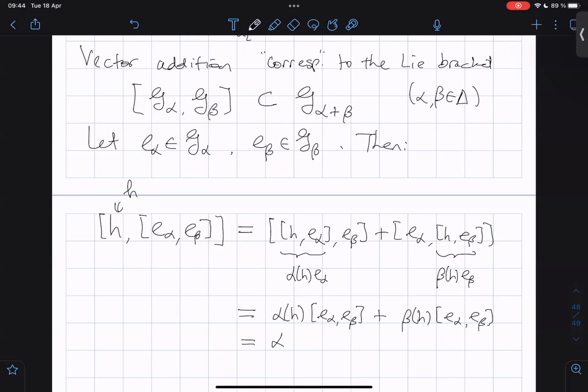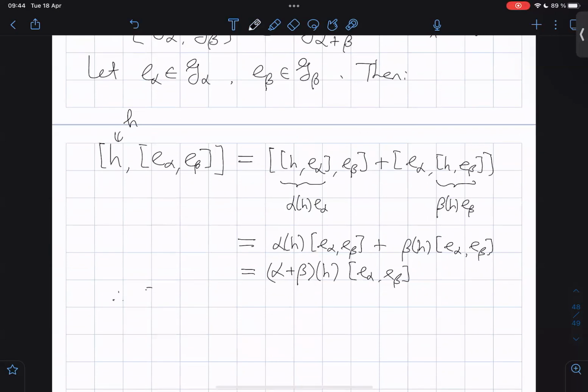And collect this together. Alpha of H is a number, beta of H is a number, so I could write it as alpha plus beta of H, E alpha, E beta. So the conclusion here is that if I pair E alpha and E beta together, that result satisfies the eigenvalue equation. So ad H on that guy is rescaled by this number. Therefore this is in g alpha plus beta.